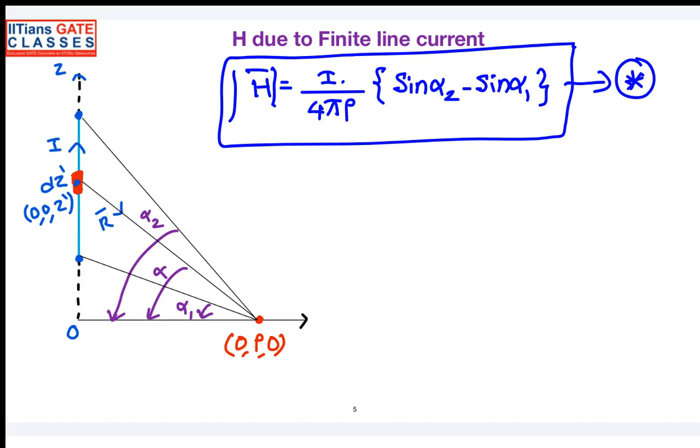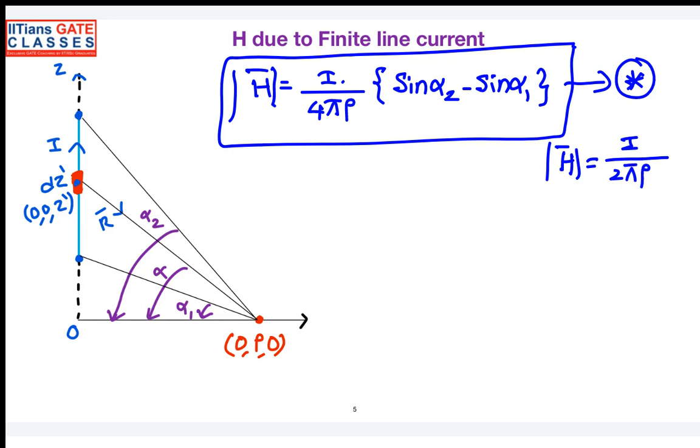Yeah. Now let me try to apply the same logic when you are going to the infinite line. So in an infinite line, what is the formula we got? In Tesla, if you remember, the magnetic field intensity due to an infinite current element, we got the relation something like this, I by 2 pi rho. We'll try to verify that using the same formula.